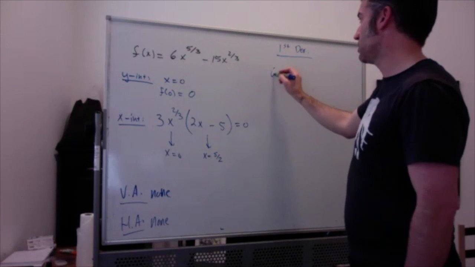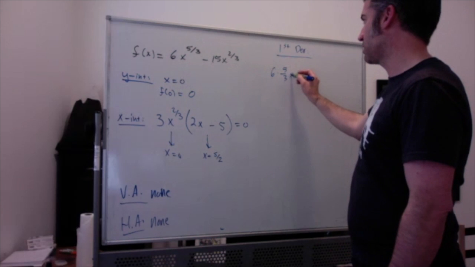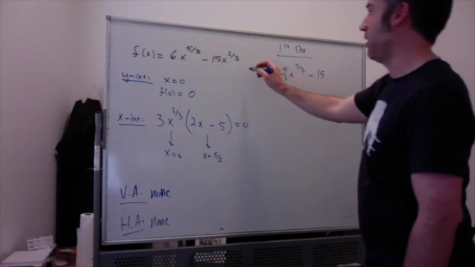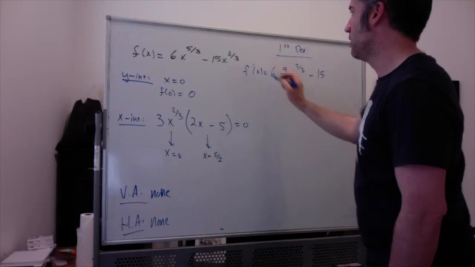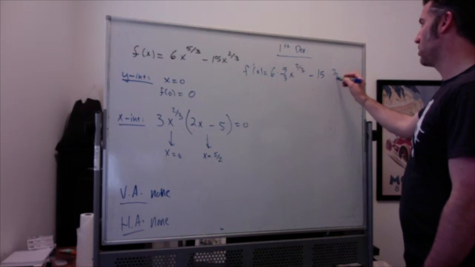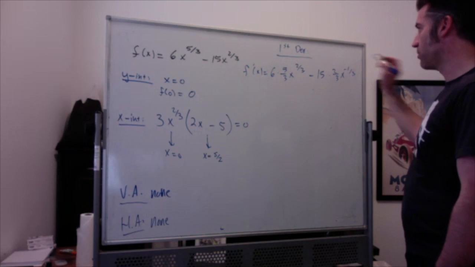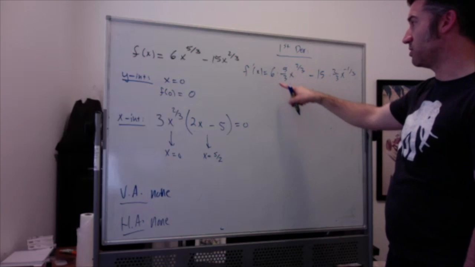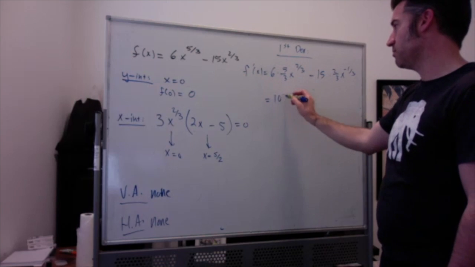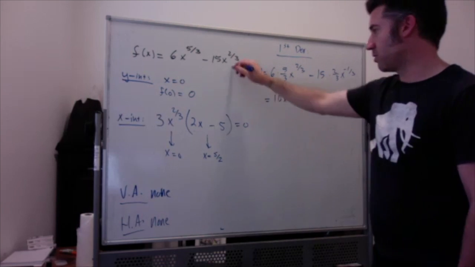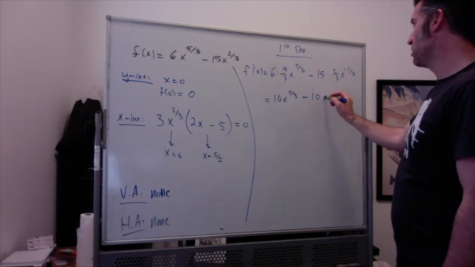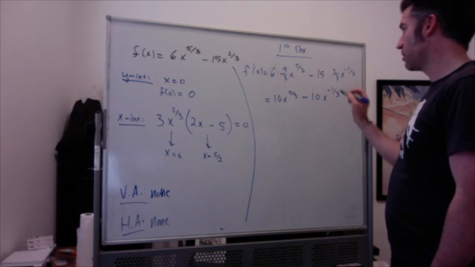It's going to be 6 times 5/3 x to the 2/3 minus 15. I should probably write f prime. That'd be a good idea. 15 times 2/3 x to the negative 1/3. Simplifying a bit, 6 times 5/3 is 2 times 5, which is 10. X to the 2/3. And 15 times 2/3 is also 10. X to the negative 1/3.